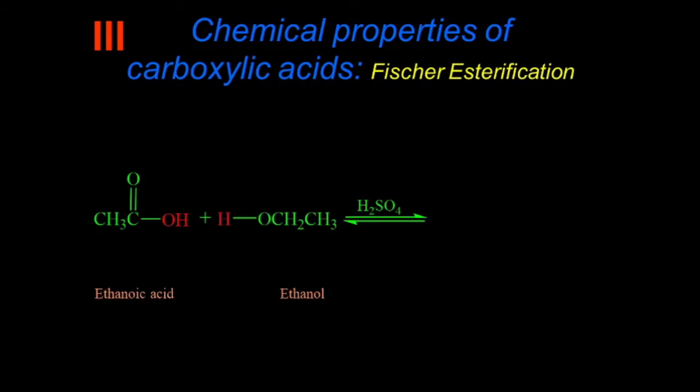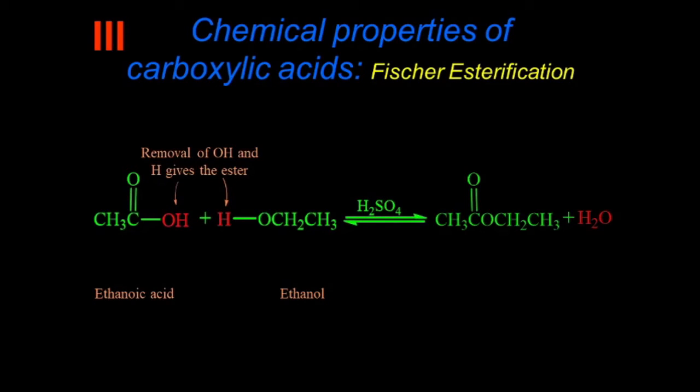Treatment of a carboxylic acid with an alcohol in the presence of an acid catalyst, most commonly concentrated sulfuric acid, gives an ester. This method of forming an ester is given a special name, Fischer esterification. Acid-catalyzed esterification is a reversible process. However, by controlling the experimental conditions, we can use Fischer esterification to prepare esters in high yield.